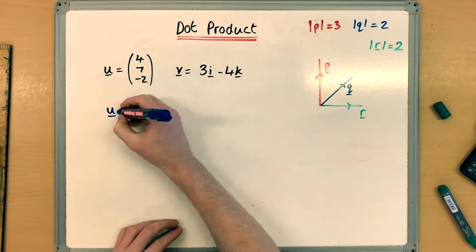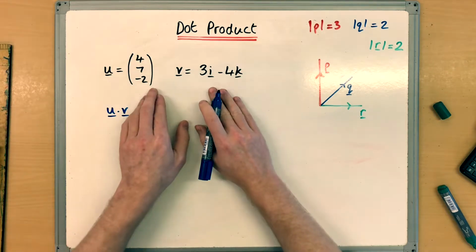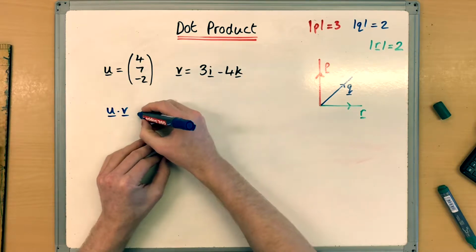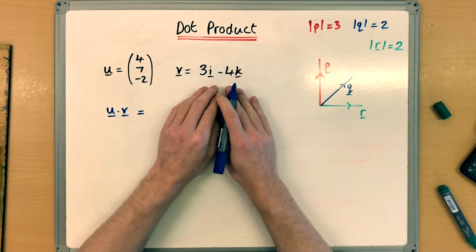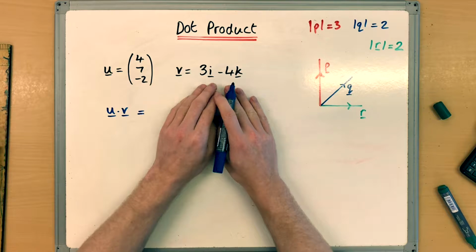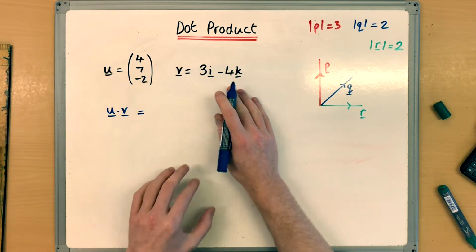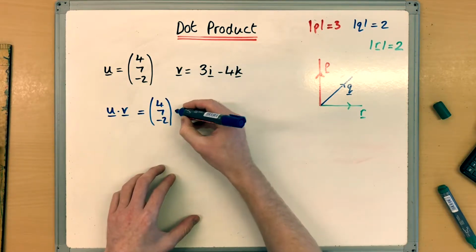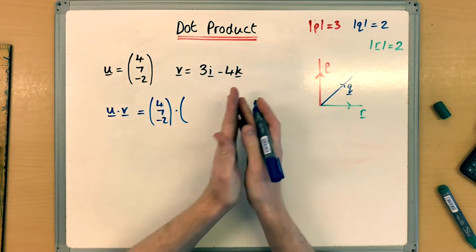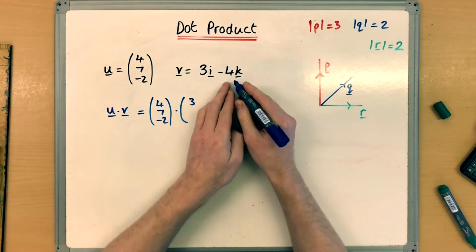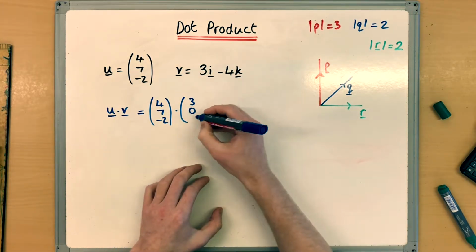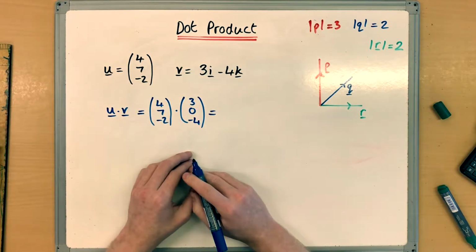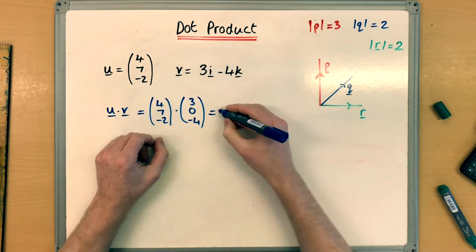Now, one way of doing that is if we know the components of both vectors, whether they're written in this form or this form. And if we do that, here's what we do. First of all, I don't really like dealing with this kind of vector to do the dot product, so I'm going to write it like this one. So u is 4, 7, minus 2, and v is, now I'm thinking i, j, k. I've got 3 i's. I don't have any j's in here, so I've got a 0. And how many k's have I got? I've got minus 4.